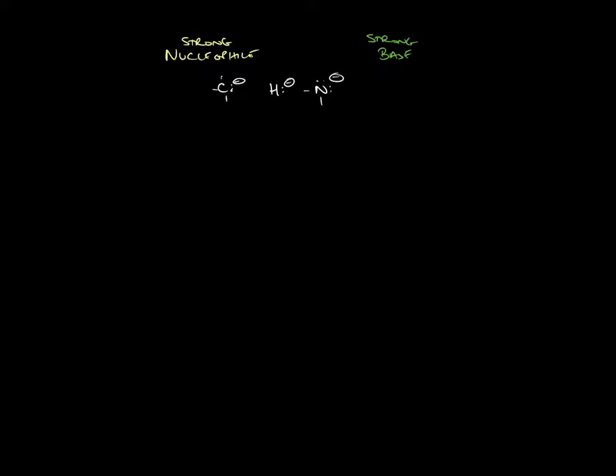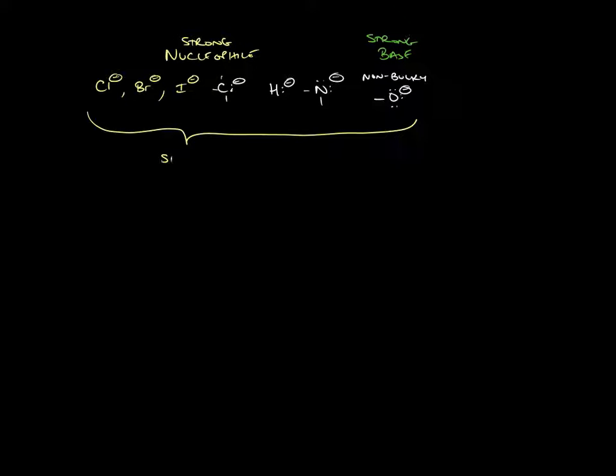And non-bulky O- would be both. All right, and those guys fit into the category of both being strong nucleophiles and strong bases. We have a couple things that are strong nucleophiles but not strong bases, and these are the halogens. So Cl-, Br-, and I- are strong nucleophiles but not strong bases. So let's put all of these together and say that these guys are our strong nukes.